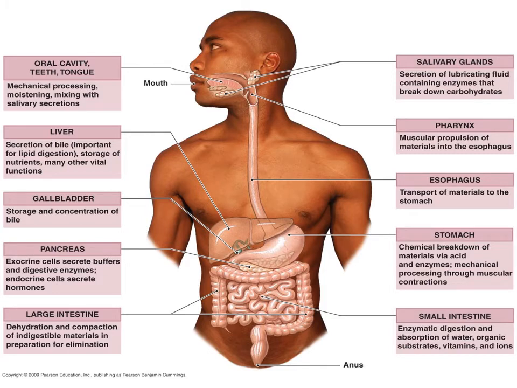This is a nice picture that you're going to want to review, showing you each area. Like if we were to start up here, we've got the oral cavity, the teeth, and the tongue. And the purpose of those is mechanical processing of food, moistening food, mixing with salivary secretions. And then you can go down from there. So we are going to go over each of these things in detail. So I'm going to leave this for you to go over on your own.